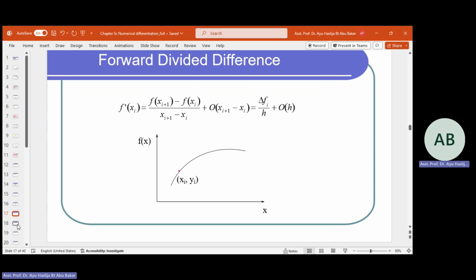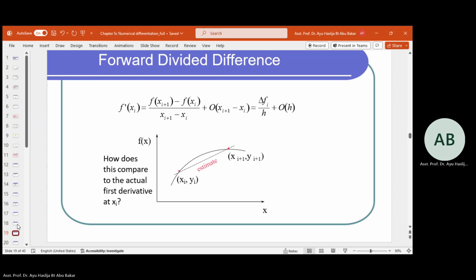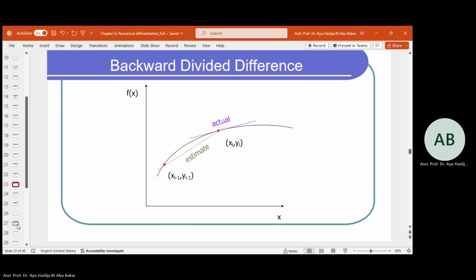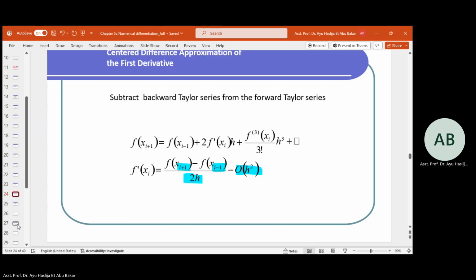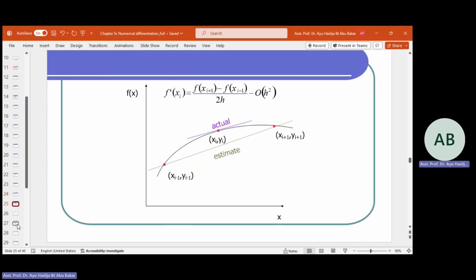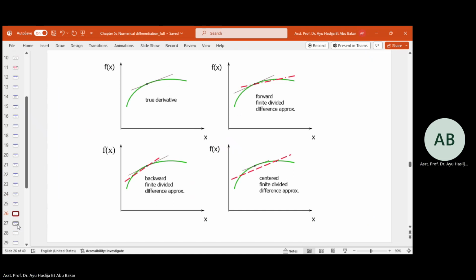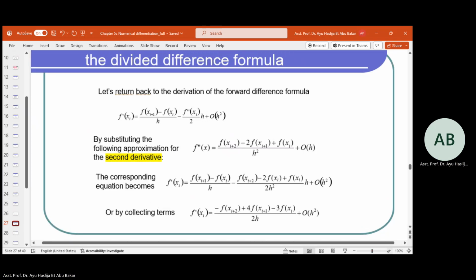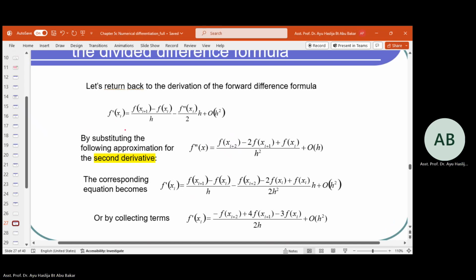Now this one, as I explained earlier, for forward, backward, and centered. Similar explanation. Now this one, if it has a second derivative, let's say the question asks you to find the second derivative, so you will use this equation. The equation will be given, no worries.